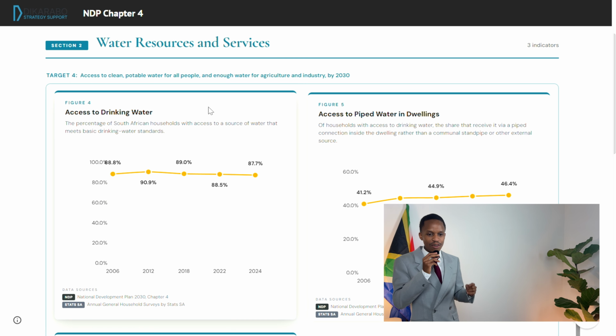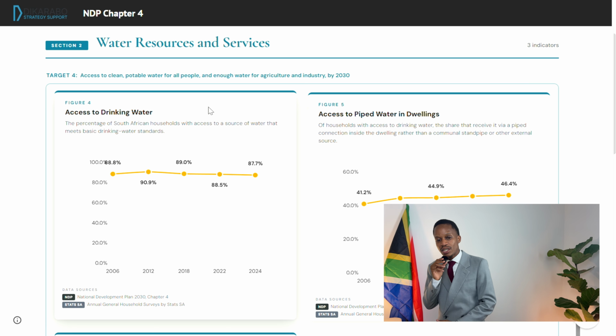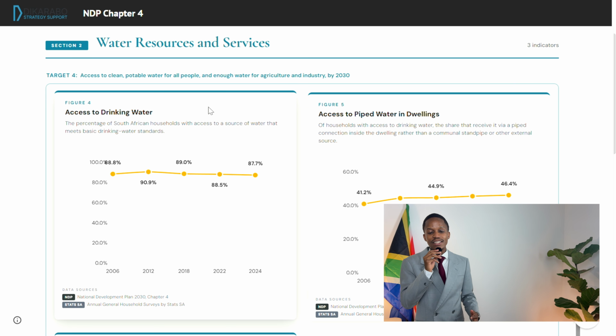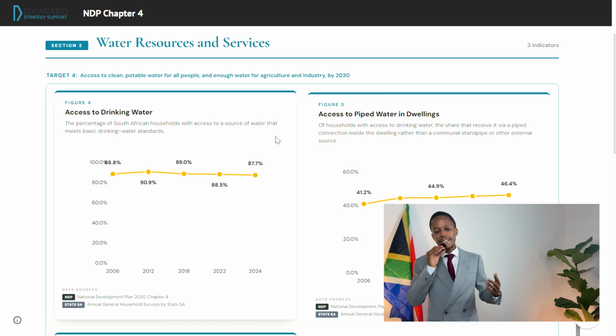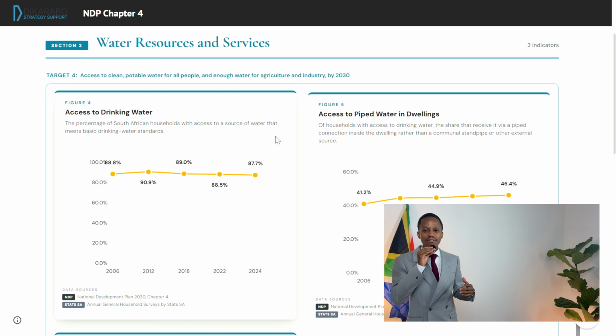And what we see from 2006 to date, the proportion of the population that had access to clean drinking water has remained relatively the same, between 88 and 90%. It's remained at that same level, and that's decent. But that tells us that about 1 in 10 people do not have access to clean drinking water in South Africa, and I don't think that's good enough.